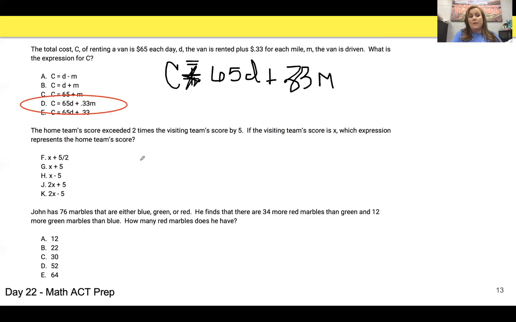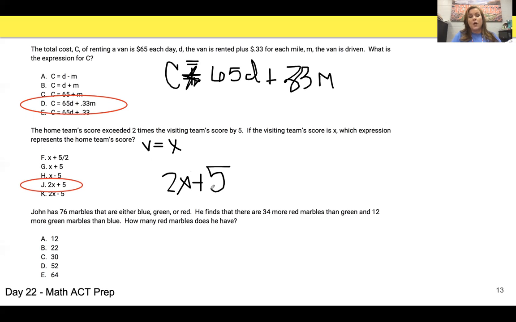Here you've got another one. The home team score exceeded 2 times the visiting score by 5. So if the visiting team score is X, then the home team score was 2X plus 5.